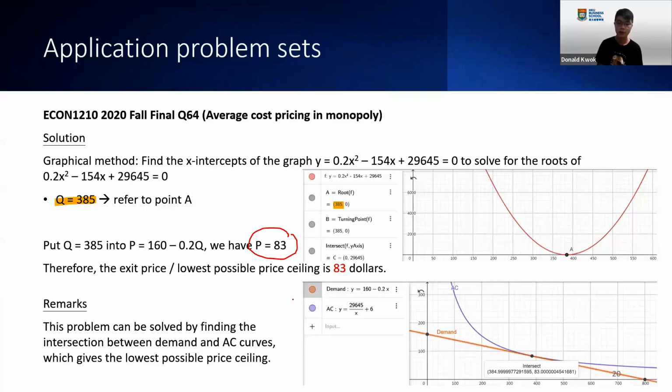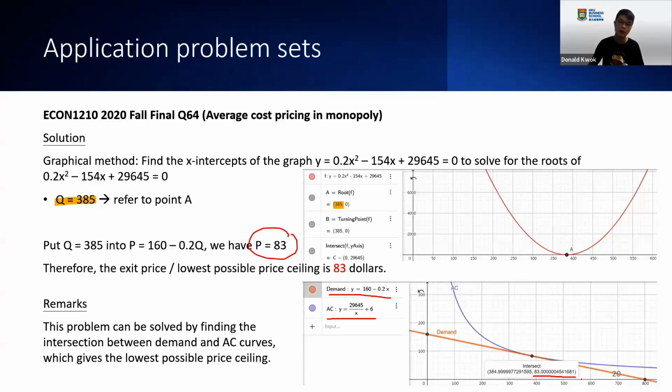All right, so what I've just demonstrated, again, is a mathematical way to solve this problem. However, actually, we are just finding the point where the demand curve and the average cost curve intersect each other. If we would like to simplify our calculations, then we just type the demand and average cost function in GeoGebra to find the intersection point. And again, we have the same result. The lowest possible price ceiling is $83.